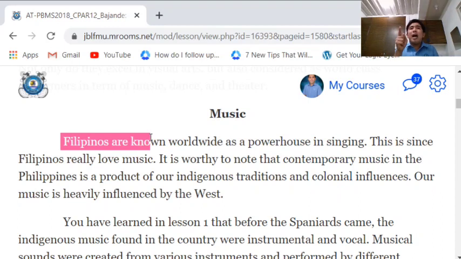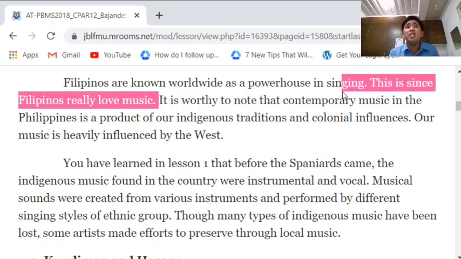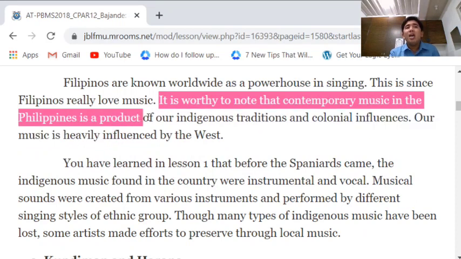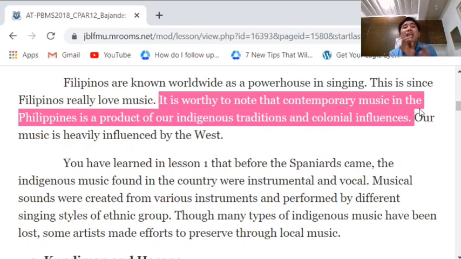Okay? This is why our love for music developed, or this talent in music, because of some factors. This is since Filipinos really love music. It is worthy to note that contemporary music in the Philippines is a product of our indigenous traditions and colonial influences. Just like what I said earlier, the music today that we're enjoying are all just products of all the developments that happened in music because of indigenous traditions.